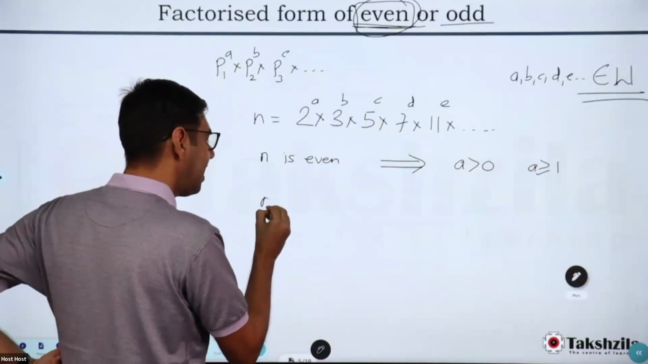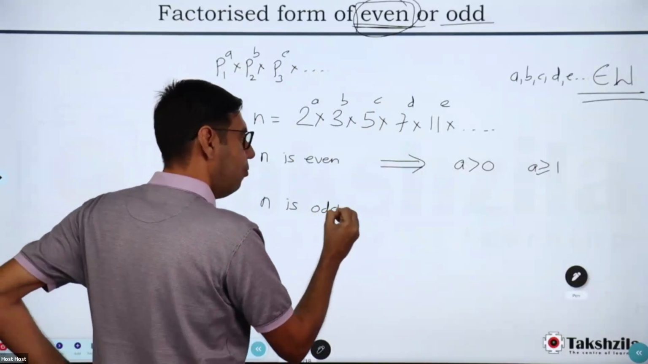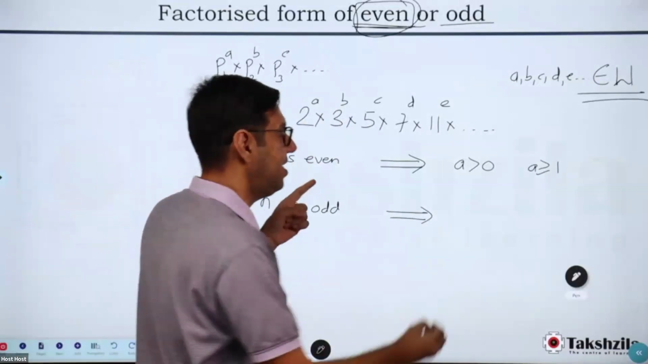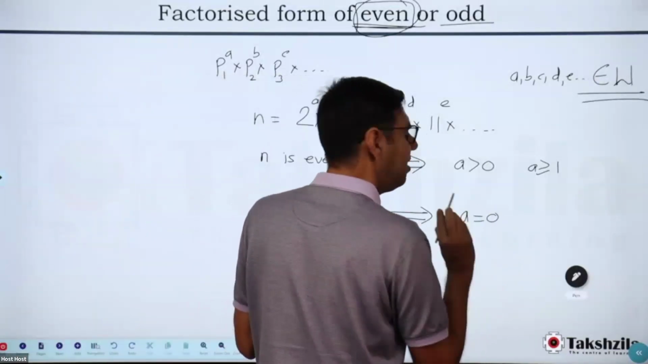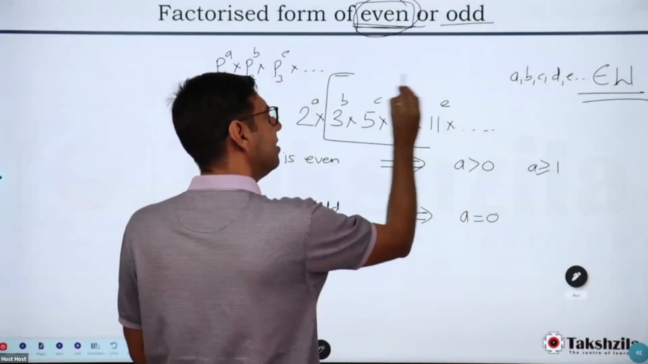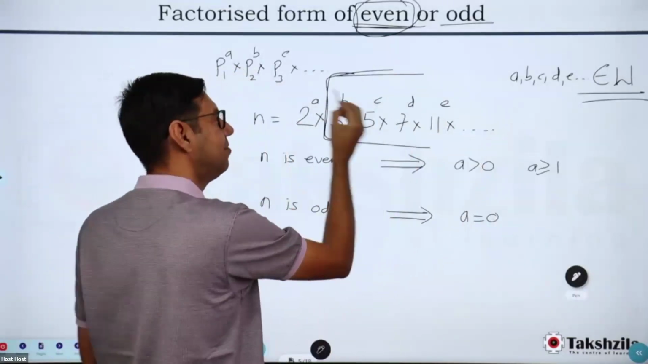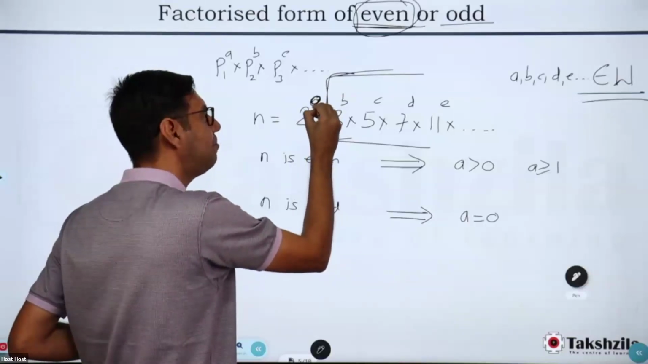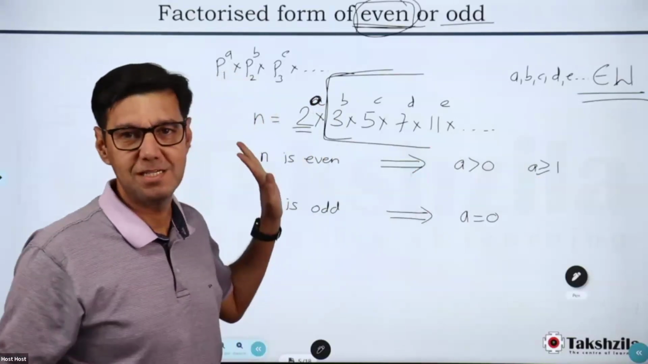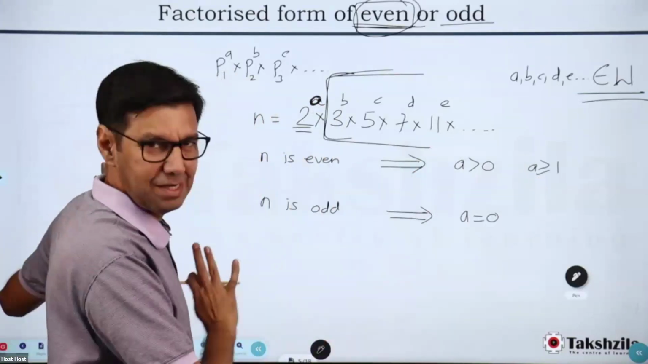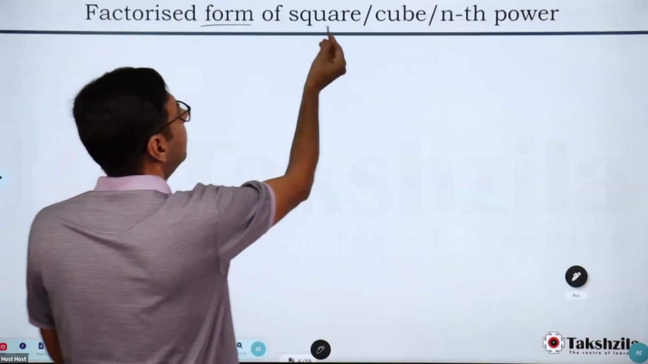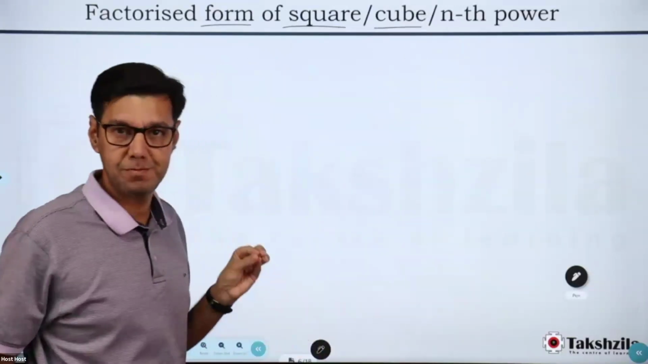And when will you say that n is an odd number? The only way n is an odd number is when a is equal to 0. So if you notice, for even and odd, these other indices are not relevant. They are irrelevant. Even and odd only depends upon the prime 2. Is it present? Is it absent? Simple, straight. And we'll see conditions in a moment. When is a number a square or a cube?